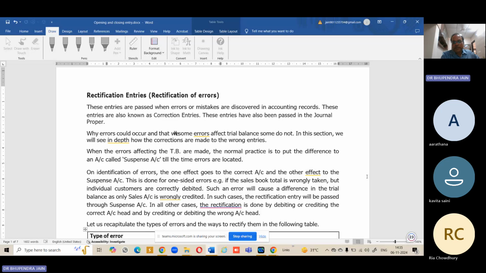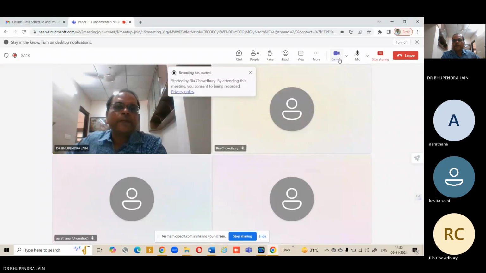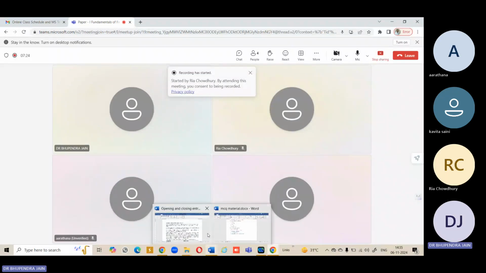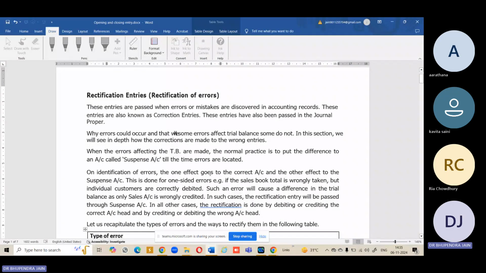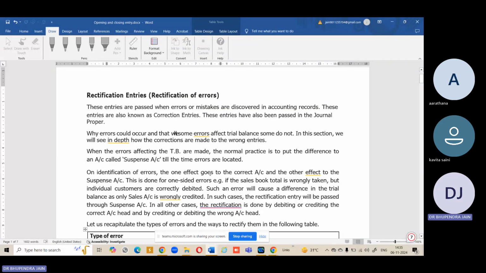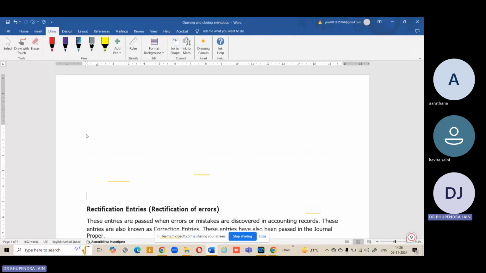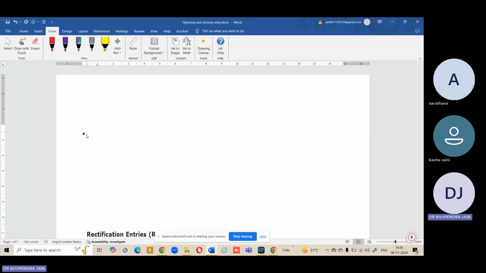So there are a total of three stages to rectify a mistake. When will we rectify the mistake? Before preparation of trial balance, after preparation of trial balance, or at the time of preparation of financial statement. I think we have discussed the financial statement in one of the classes.